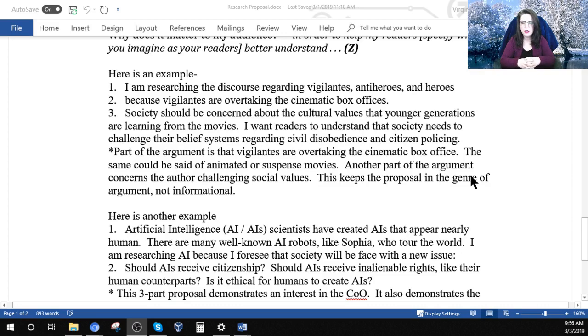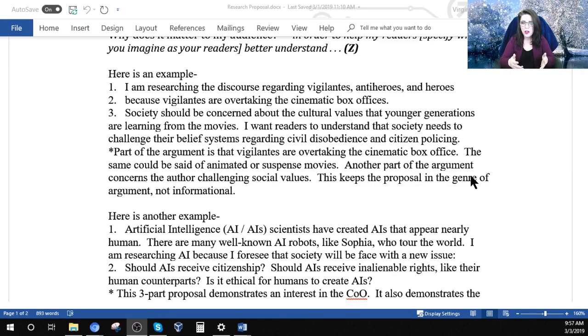I am researching the discourse regarding vigilantes, anti-heroes, and heroes because vigilantes are overtaking the cinematic box offices. Society should be concerned about the cultural values that younger generations are learning from the movies. I want readers to understand that society needs to challenge their belief systems regarding civil disobedience and citizen policing.